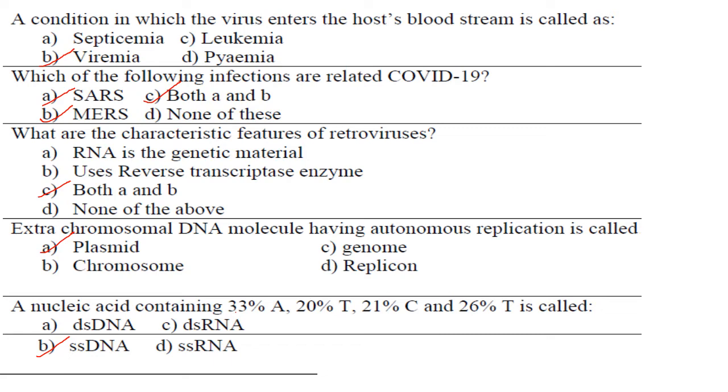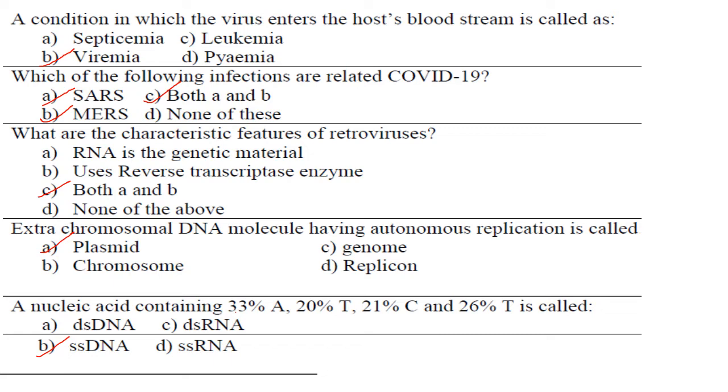Answer is option B. Which of the following infections are related to COVID-19? So SARS and MERS both are related to COVID-19. So answer is both A and B. What is the characteristic of retroviruses? RNA is the genetic material, uses reverse transcriptase enzyme. Yes, both A and B are characteristic features of retroviruses. Then next one. Extra chromosomal DNA molecule having autonomous replication is called a plasmid. Answer is option A.